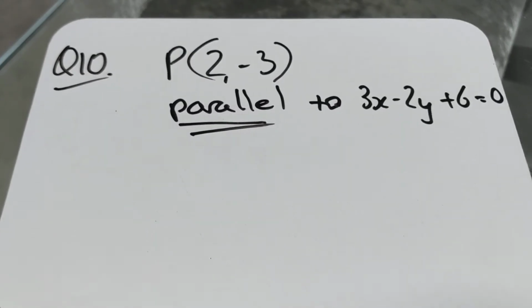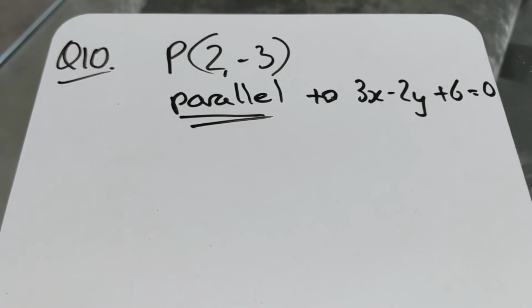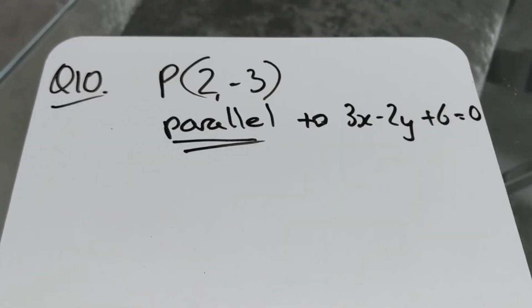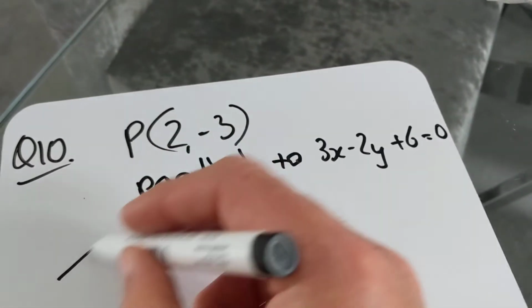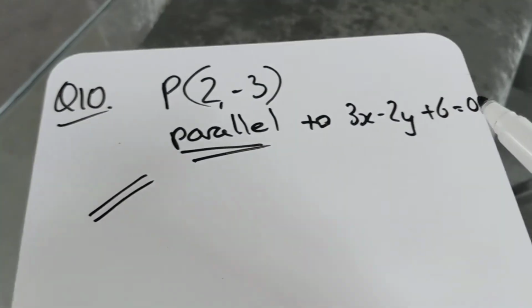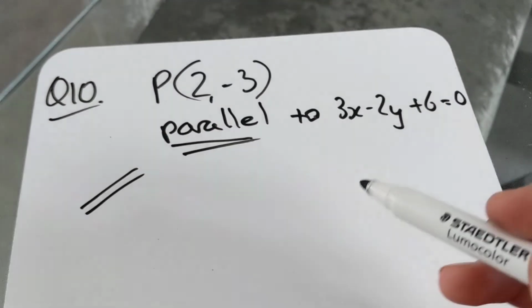Right, final question. This time we're asked to find the equation that goes through the point P and is parallel to the equation 3x minus 2y plus 6 is 0. So if it's parallel, that means it runs in line with, which means it's got the same gradient. So we need to work out the gradient of this first and then work out the equation of our new line.